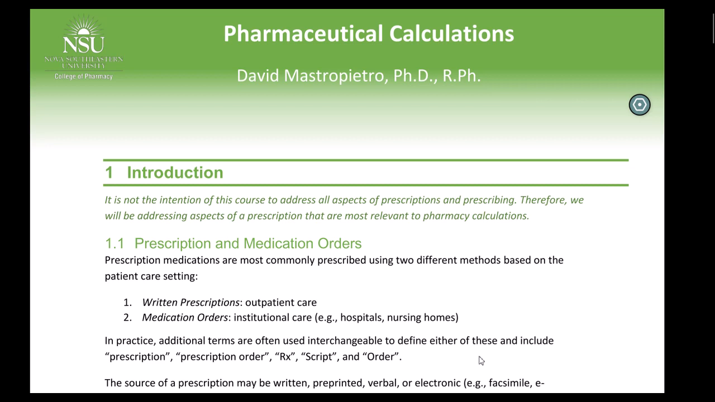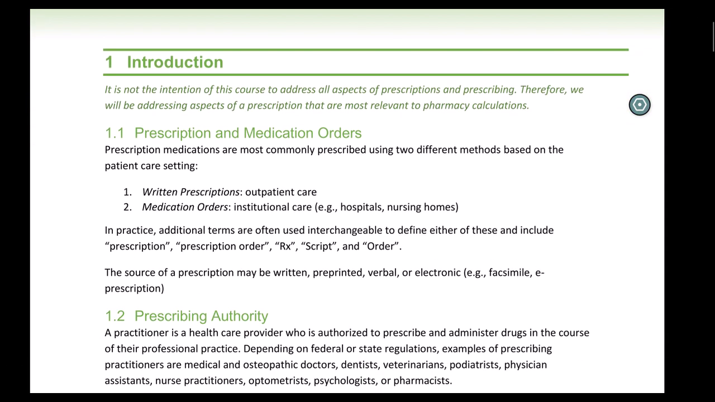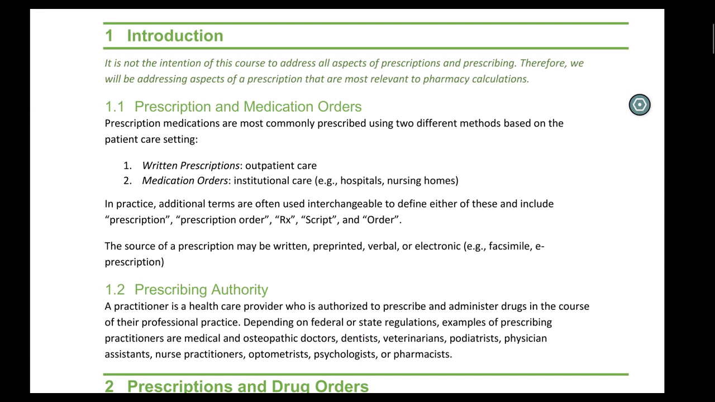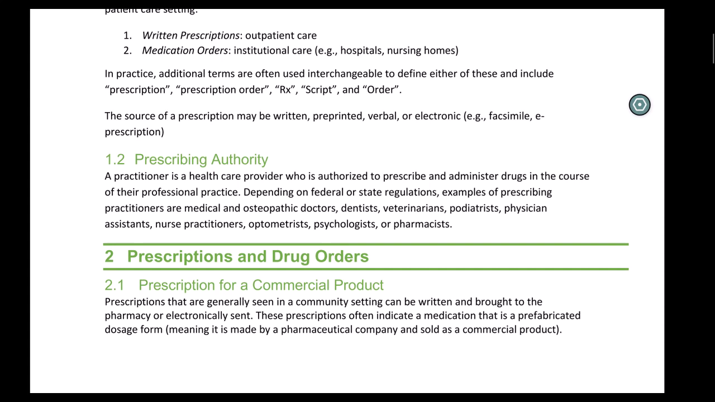People will use different words for prescription. They might use prescription, prescription order. They might use the symbol RX. They might say, I have a script, or I have an order, all meaning the same sort of thing. It's a prescription for the patient. And again, how it can come in, it could be written, it could be pre-printed. Now we have electronic means, electronic prescribing. Facsimile is still an option as well. I'm not going to go over who has the authority to prescribe, but you should know that there are certain people that do have the authority to prescribe a prescription.